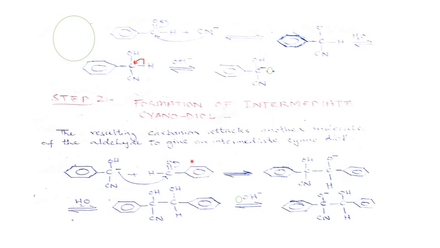takes place, and the resulting carbanion, which formed in step 1, attacks another molecule of the aldehyde to give an intermediate cyanodiol molecule. This intermediate carbanion will attack another benzaldehyde molecule, and this negative charge will attack the partial positive carbon of the carbonyl carbon, and this electron density will be shifted towards the oxygen. This whole structure will get attached to this carbon in this form, and oxygen will become negatively charged.